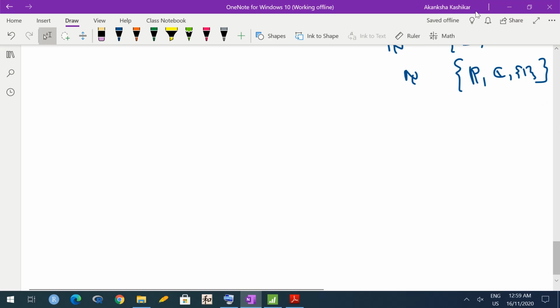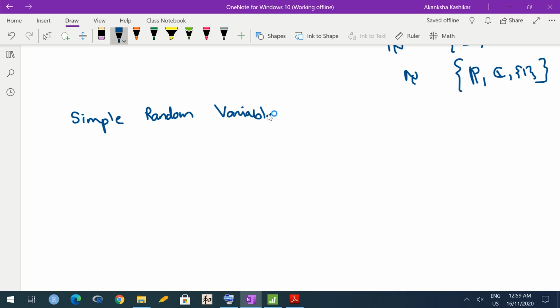So we are now going to define something called a simple random variable. Okay, so simple random variable. How do I define a simple random variable? So let omega, script A be a measurable space.